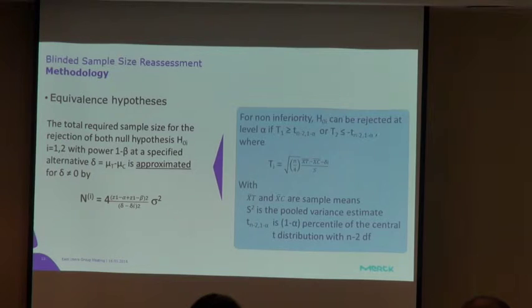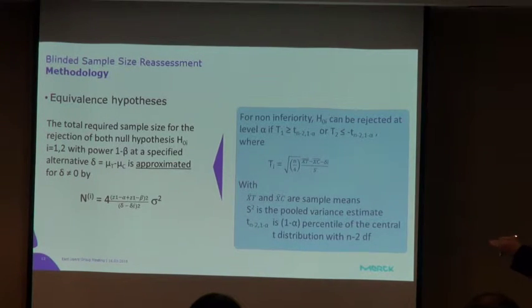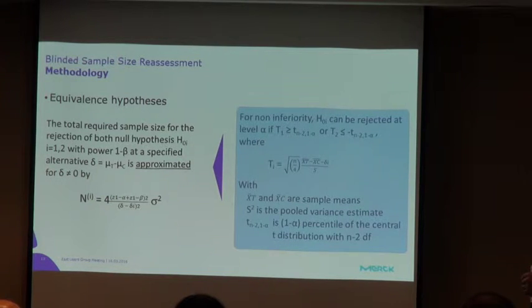So from the non-inferiority testing, you can then derive the way to estimate the total required sample size for rejecting the null hypothesis. And you can either use an exact or an approximate method. Here in the approach, we looked at the approximate, which is the one published in the literature.